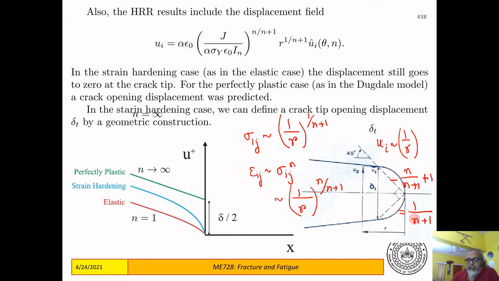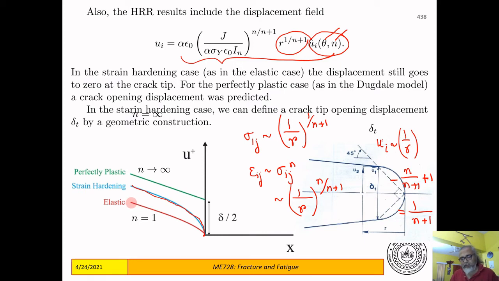Okay, so displacements scale as r to the power 1 by n plus 1, and this is the whole form of the displacement. These are the angular functions, again dependent both on theta as well as the material, that is n. Now what you see immediately is that ui goes to 0 at the crack tip. As r tends to 0, ui goes to 0. Therefore, for the strain hardening material, you don't have a jump in displacement at the crack tip. So you have a continuous variation of the displacement, which goes to 0 at the crack tip. That is for a strain hardening material.